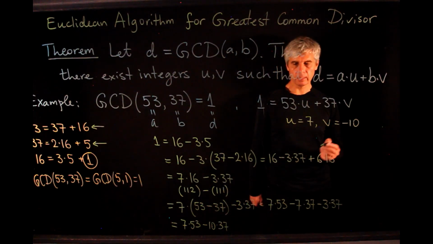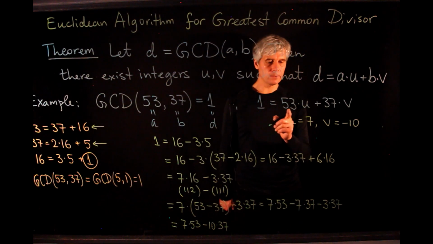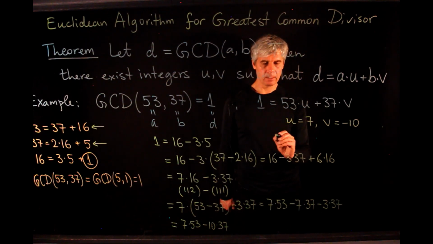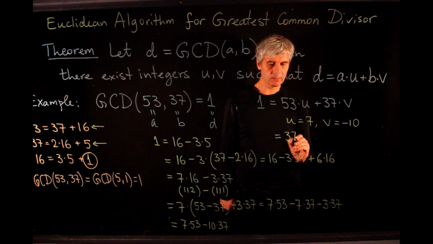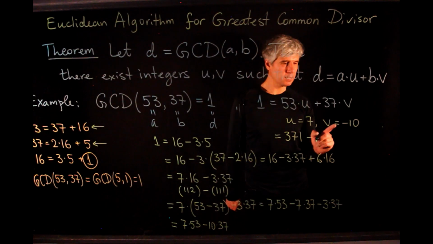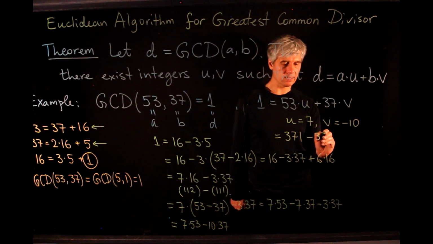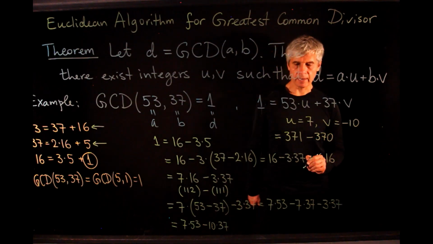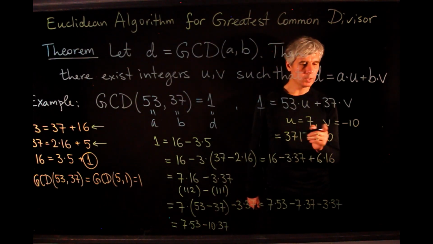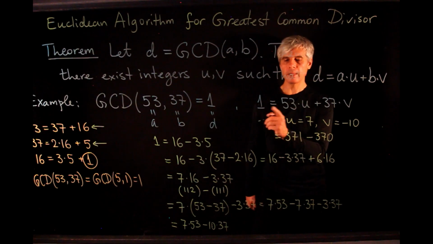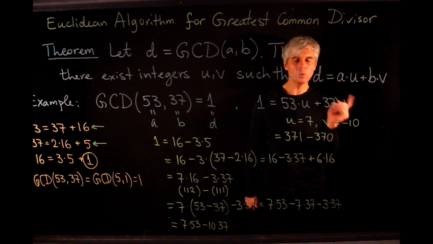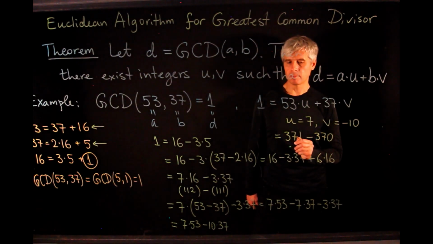Right? Okay, let's check. What is 53 times 7? So this is 350 plus 21, 371, minus 37 times 10 is 370. All right, so now we found u and v such that 1 is 53 times u plus 37 times v.